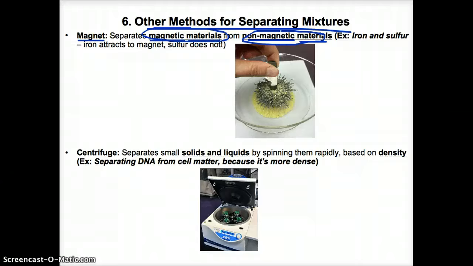For example, iron and sulfur is an example of a heterogeneous mixture that you can separate based on the property of magnetism. The iron will attract to the magnet and travel away from the mixture, while sulfur will stay behind since it does not attract to the magnet.